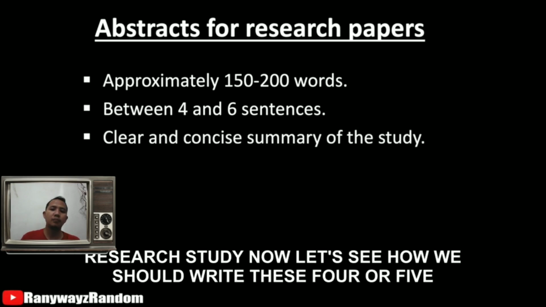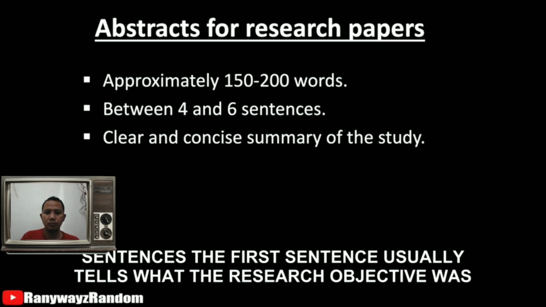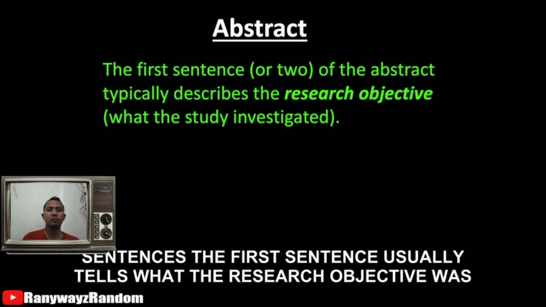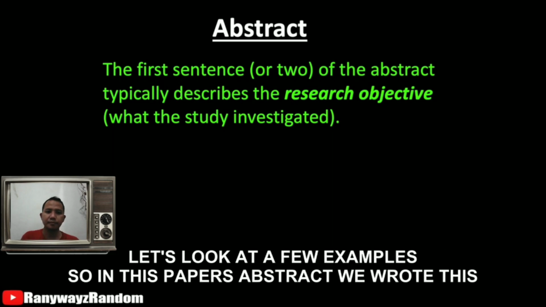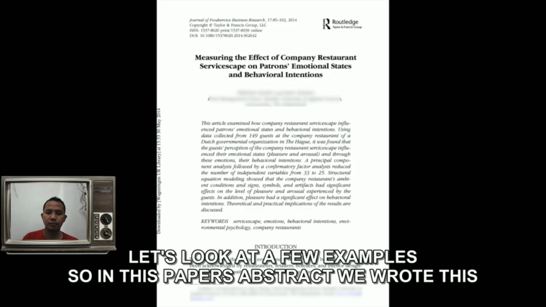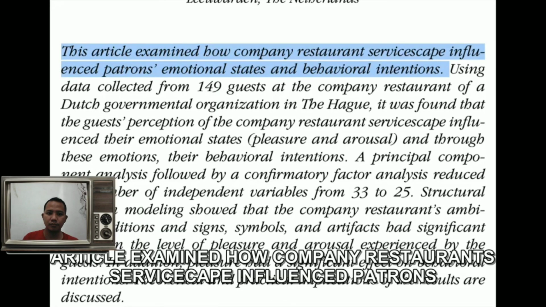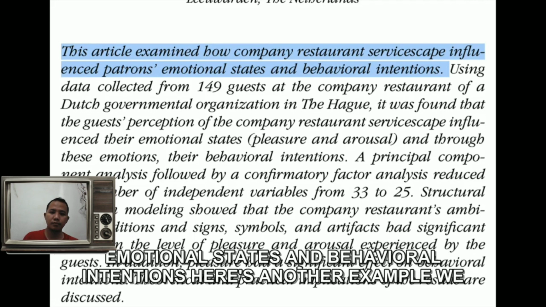Now let's see how we should write these 4 or 5 sentences. The first sentence usually tells what the research objective was. Let's look at a few examples. In this paper's abstract, we wrote, this article examined how company restaurant service influences patrons' emotional states and behavioral intentions.